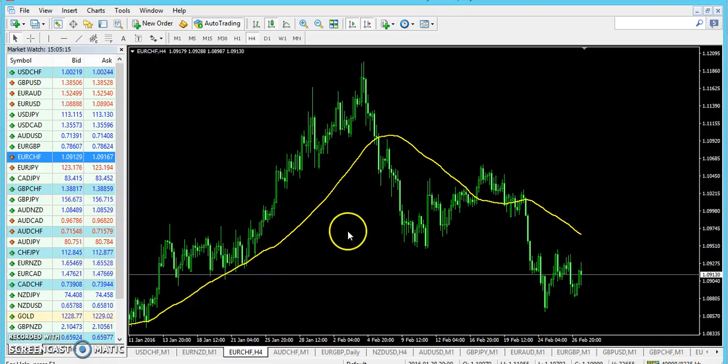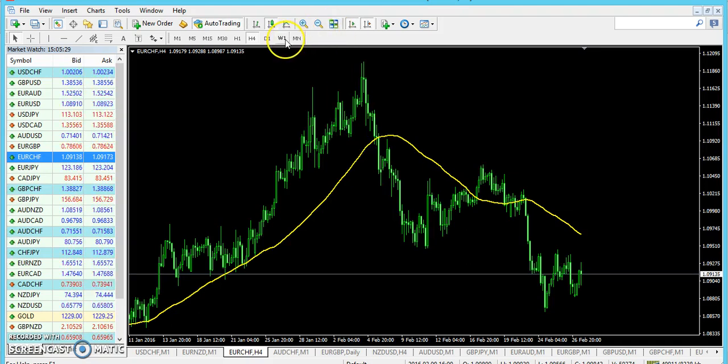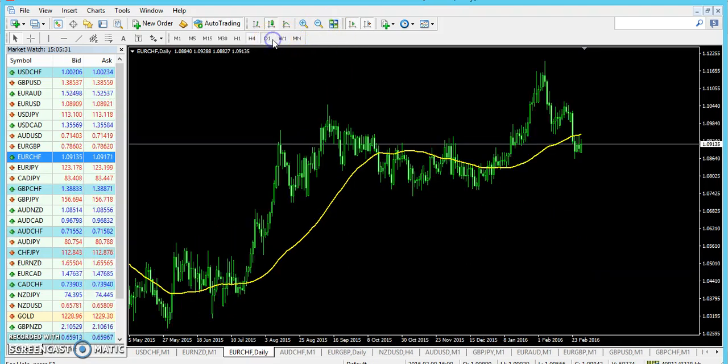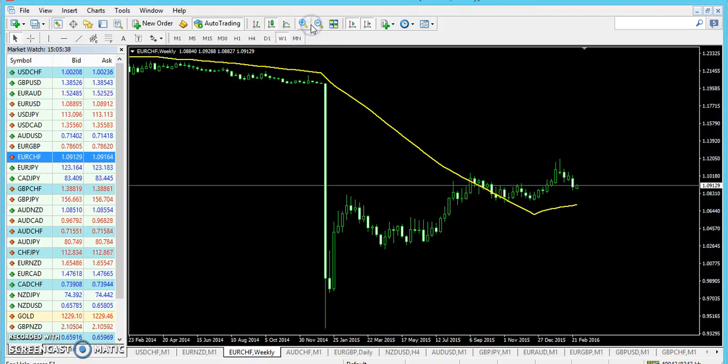Okay, so to start off your trading day, what you're gonna want to do is use a 50 moving average. It looks like this. Simple 50, any color you like. What I do is I start off with weekly. I just see where the market's moving.